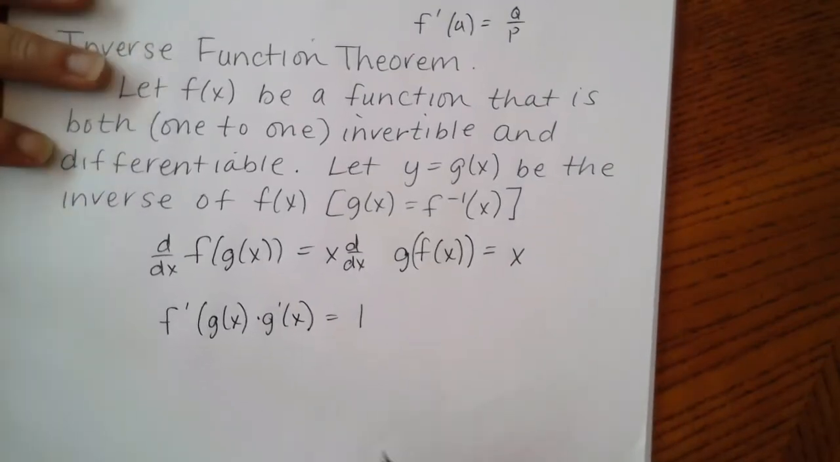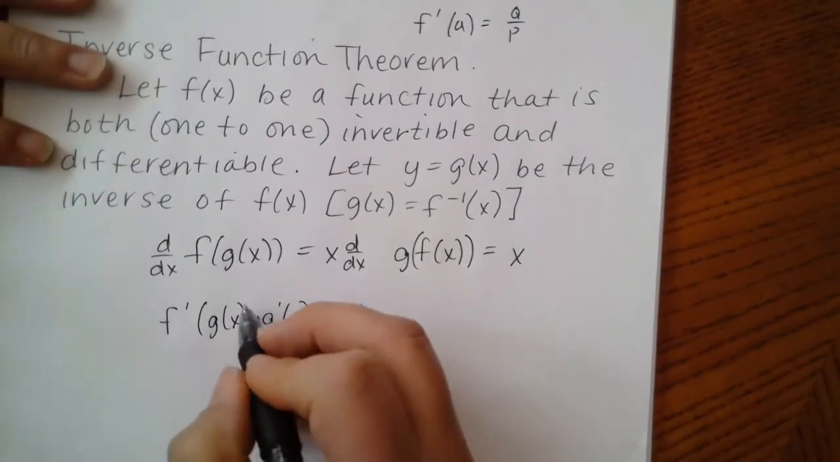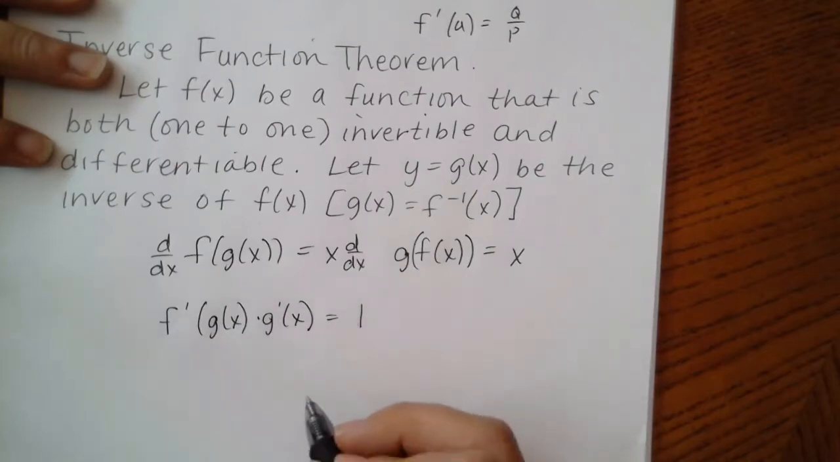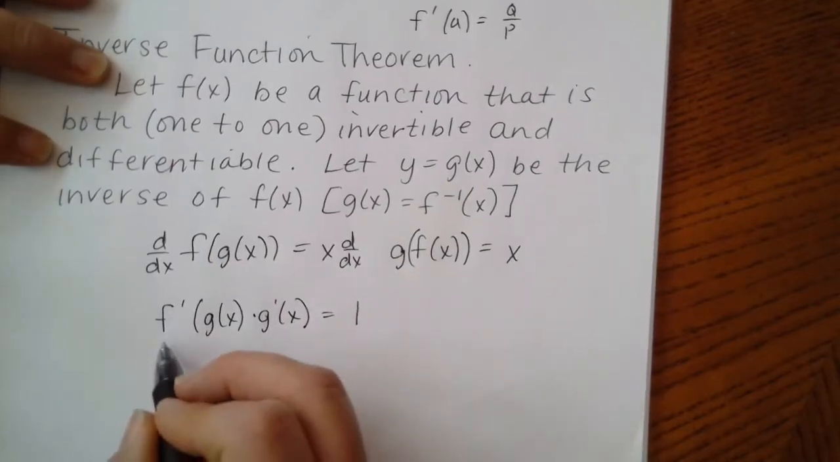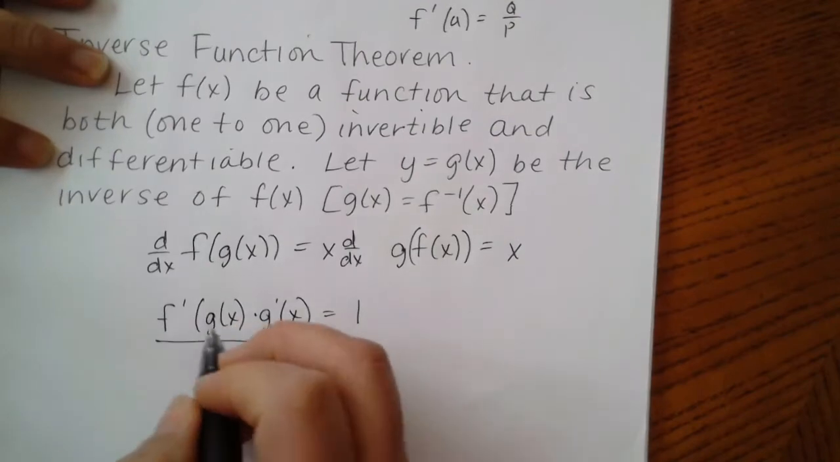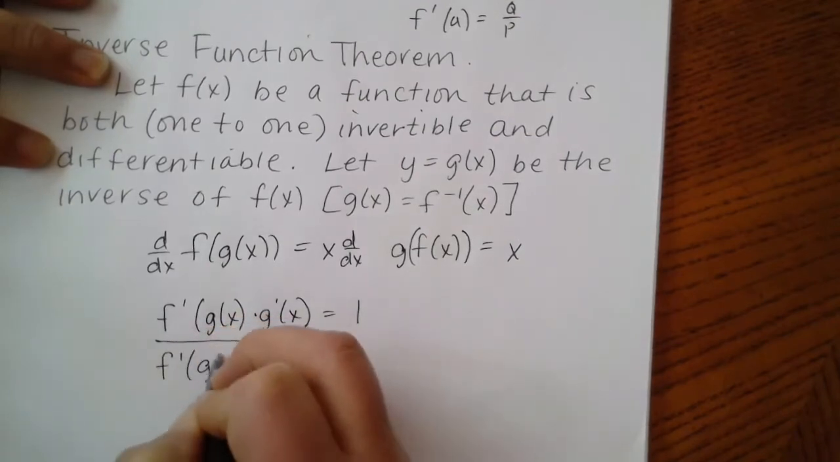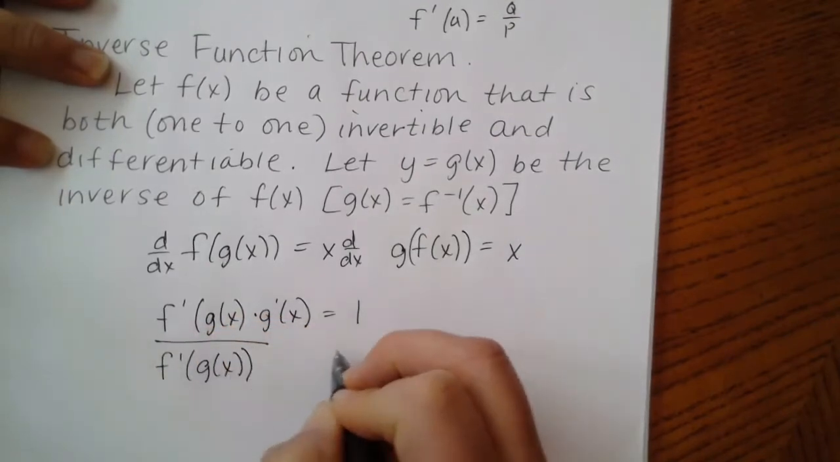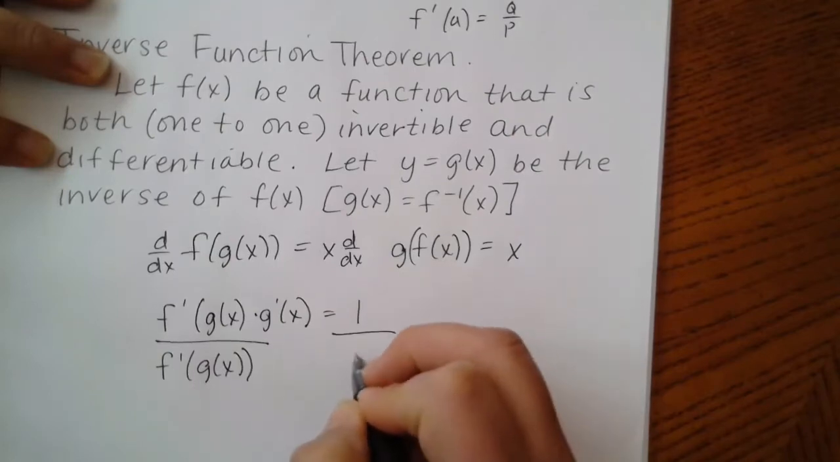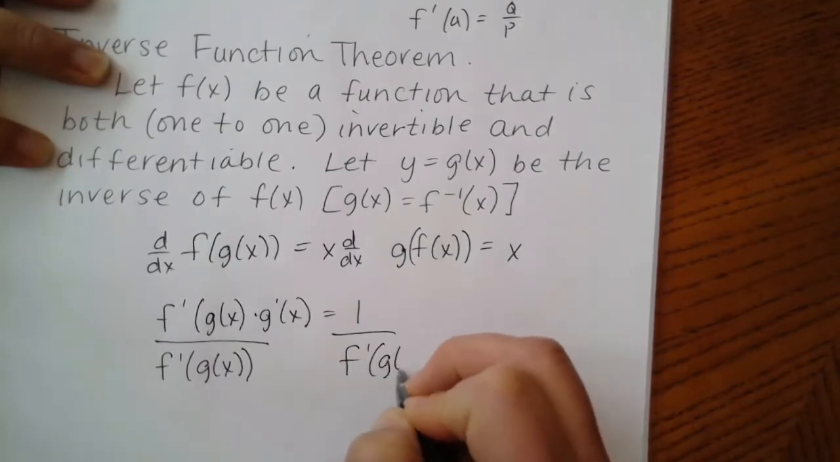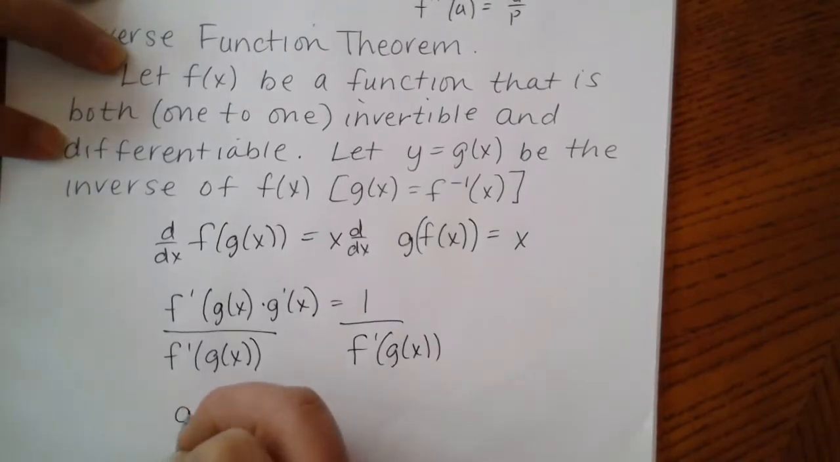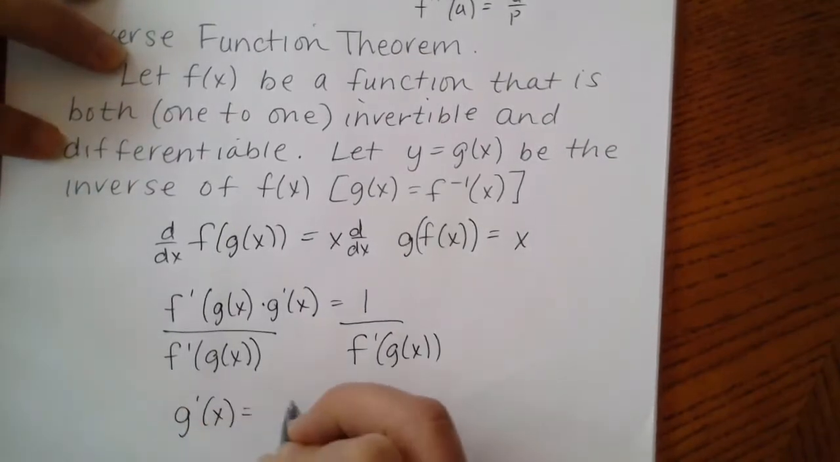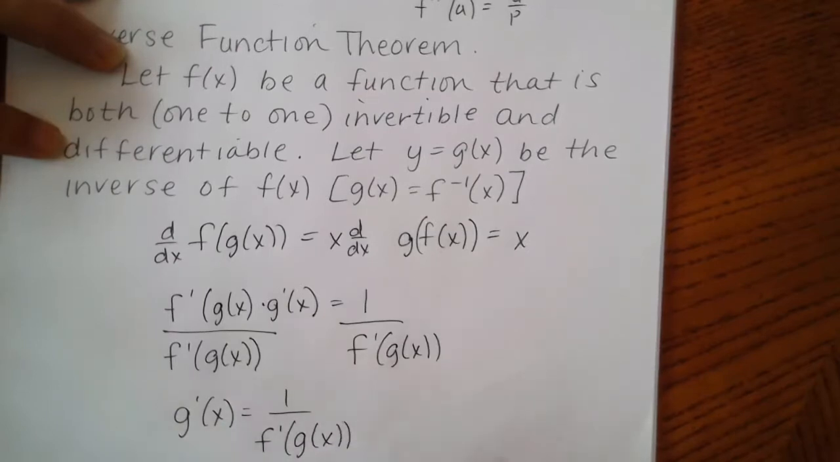So I want to figure out what g prime is, right? The derivative of the inverse. If I divide by this piece here, f prime of g of x, then we end up with 1 over f prime of g of x. And so that means that g prime of x is equal to 1 over f prime of g of x. Okay?